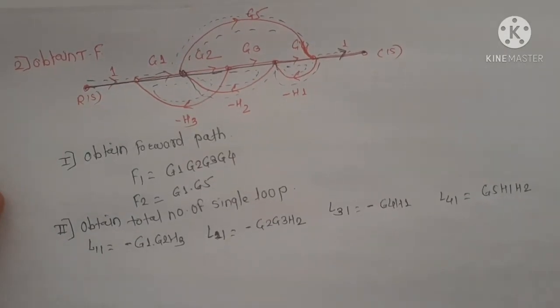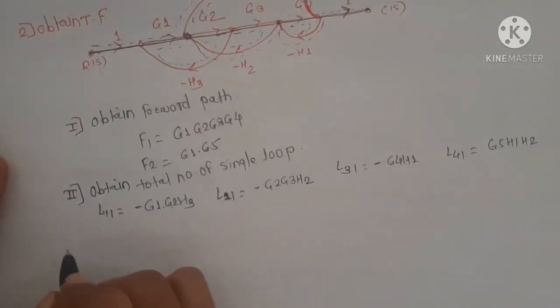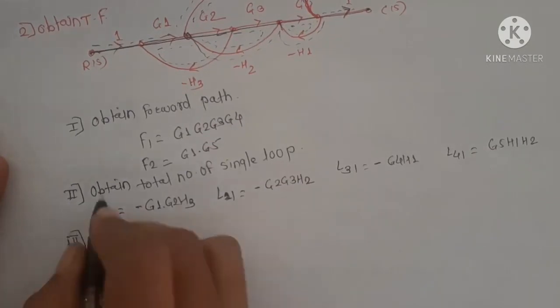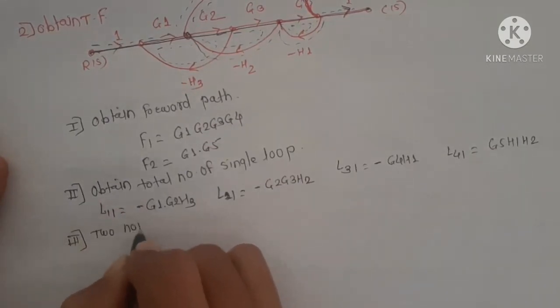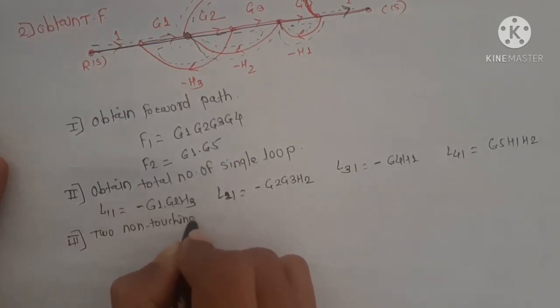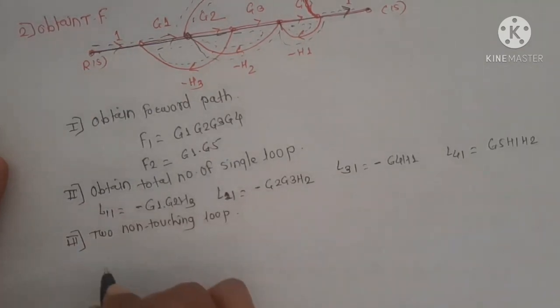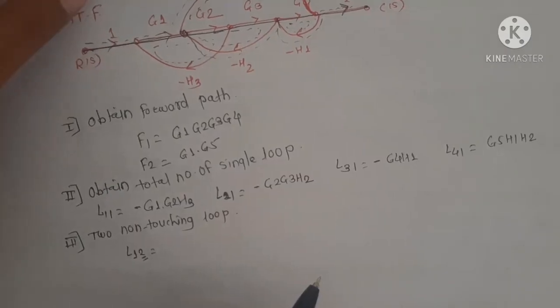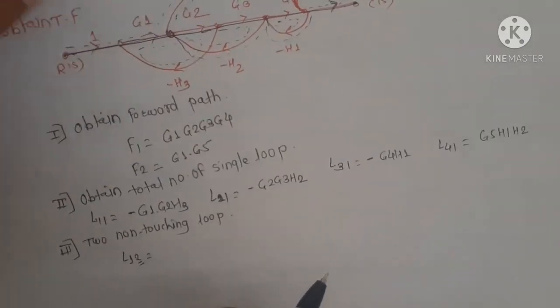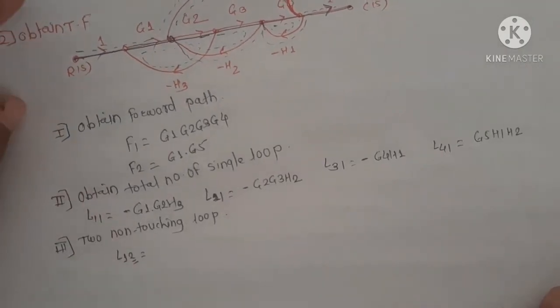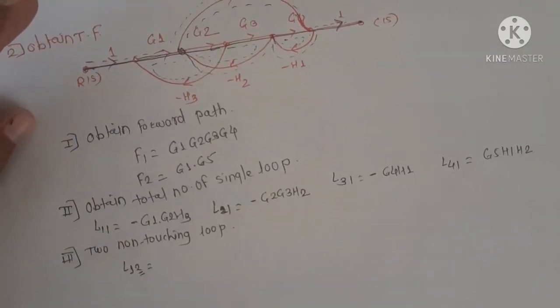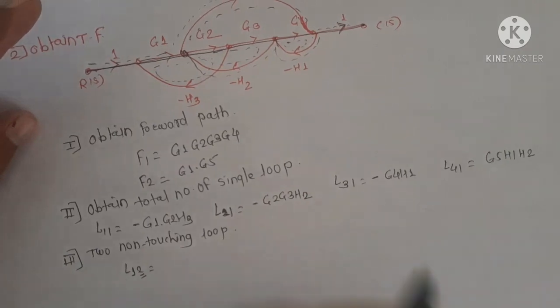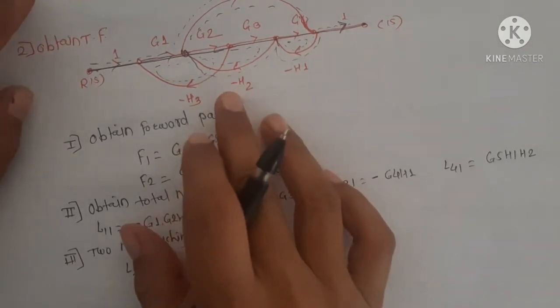Now the next step is to find two non-touching loops. The third step is two non-touching loops. It is represented by the letter L12. Here 2 stands for two non-touching loops and 1 stands for the first two non-touching loops. So what is the meaning of two non-touching loops? Non-touching means there is no common node between the two loops, whereas touching loops have a common node. So find whether in this diagram two non-touching loops are present or not.